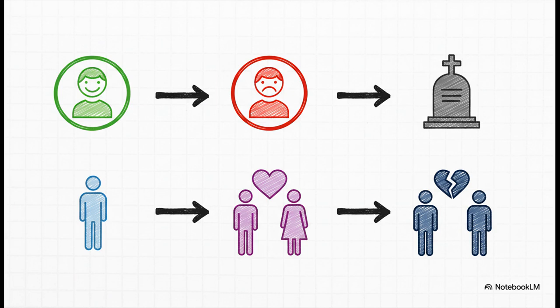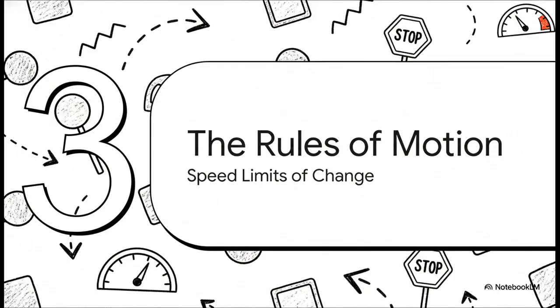Remember that question from the beginning? This is the answer. You can model a person jumping from healthy to sick to dead. Or you can model their marital status, jumping from single to married, maybe to divorced. It's the same logic. Okay, so we've got the states, and we know we can jump between them. But how? What are the rules of the game? We need some kind of speed limit that tells us how fast or slow these jumps happen.